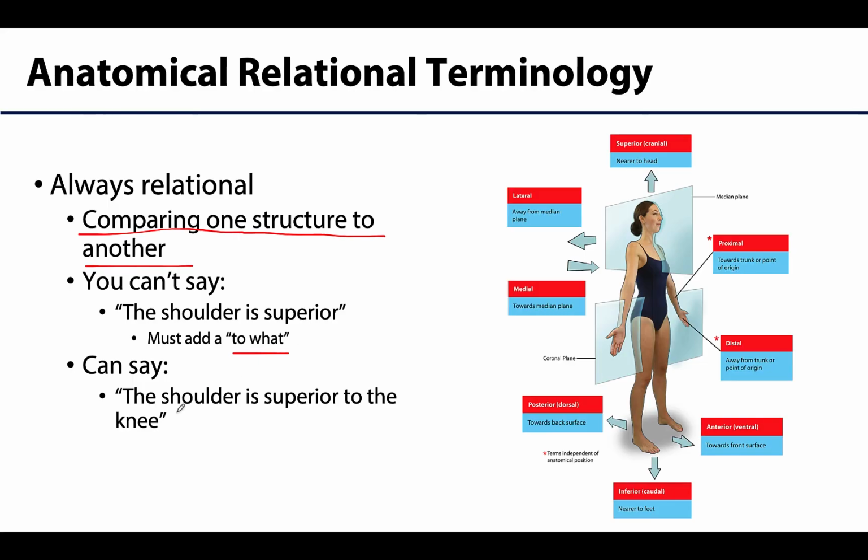So it would be correct to say the shoulder is superior to the knee or say to the feet, but the shoulder is not superior to say the scalp or the nose. So you always have to have the two things that you are comparing in these relational terminologies.